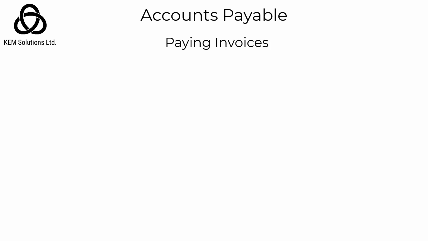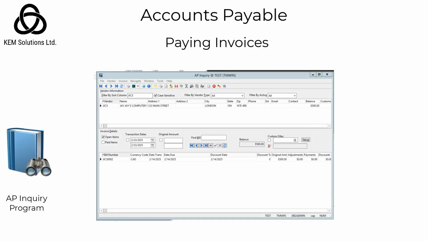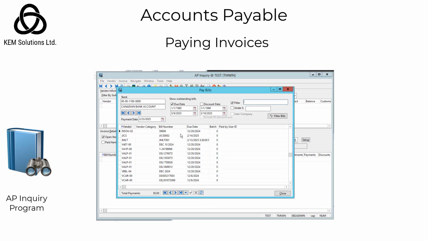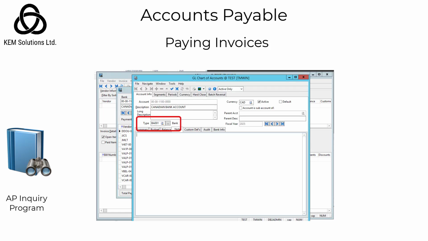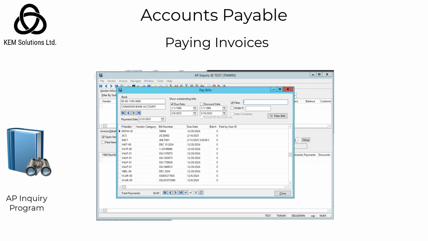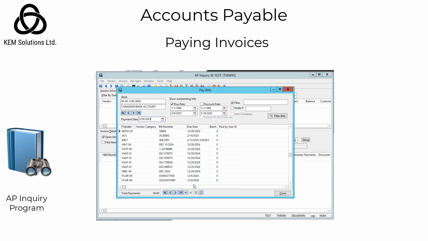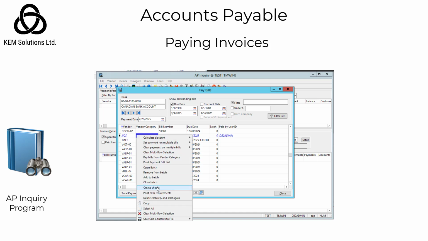Once transactions are posted, you can issue payments to vendors via the AP inquiry screen. How do you make payments? In the AP inquiry screen, you can either press the Pay Bill button or right-click on the top grid to open the Pay Bills pop-up screen. Here, you define which bank will make the payment using accounts with an account type of BA001. You can filter the bills in the grid and set a payment date at the top of the screen. To select bills to pay, simply double-click on them and they will turn blue. After selecting all the bills you wish to pay, right-click the grid and choose Create Checks.